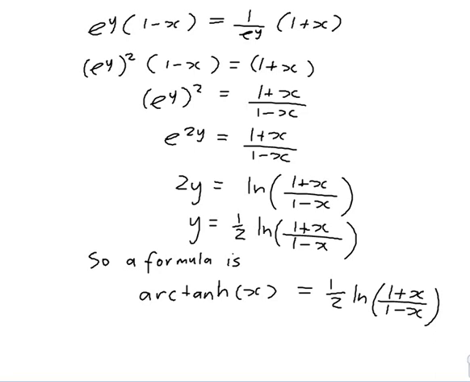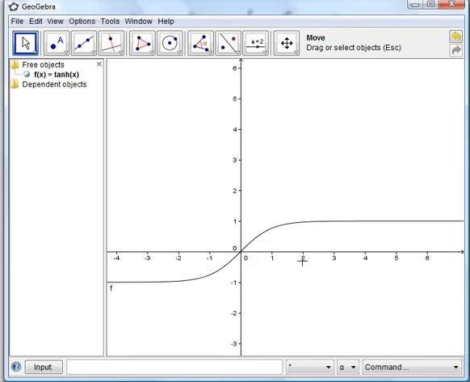There's only one last thing I want to do, and I want to check if my answer is right. I'll go back and use Geogebra to just graph this function. So there's tanh x still. Let's do y equals a half times ln of 1 plus x divided by 1 minus x. That looks like the inverse. It looks like the reflection of tanh in the line y equals x, so it looks like I'm right.